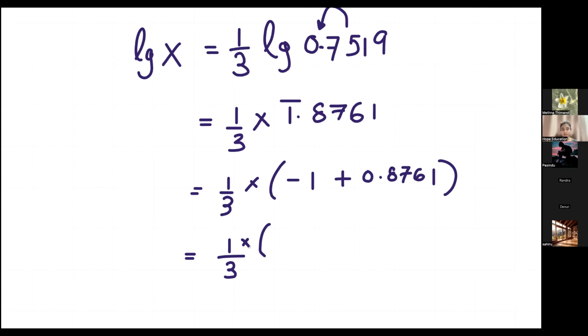Yes. When I'm arranging the negative characteristic here, I should arrange it in such a way that the minus characteristic should always be divisible by 3. We discussed a few examples of this. So -1, I can break it down as -3 plus 2. Right? Solving -3 plus 2, we get -1 anyway. But here -3, the negative characteristic is perfectly divisible by 3. It's perfect. And here I have 0.8761.